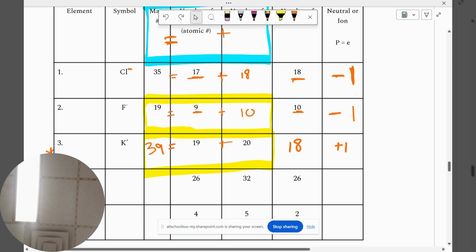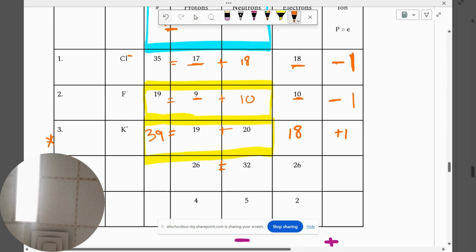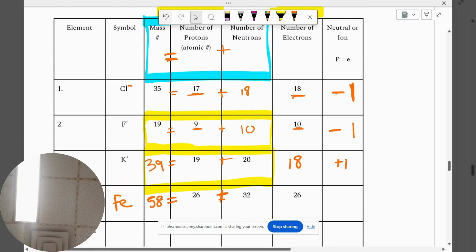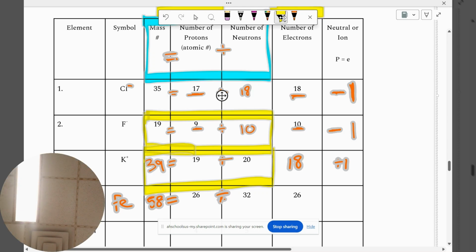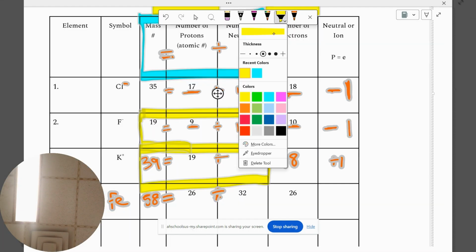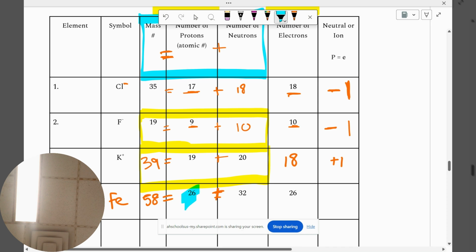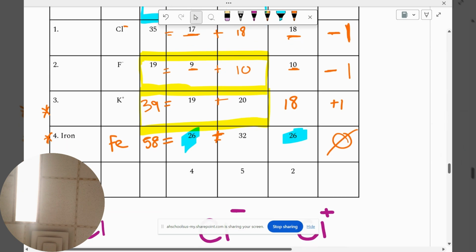Iron. 26 plus 32 is equal to 58, right? 58 iron, Fe. If the protons and electrons are equal, does anything change? If these are equal to this, guess what the charge is? 0. It doesn't change.